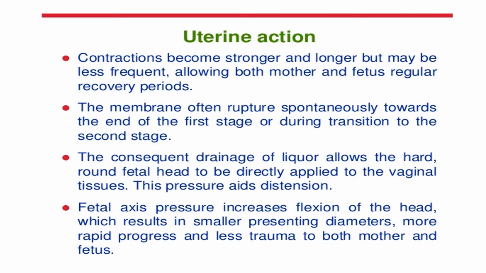When the pressure is applied, the fetal head will get flexed and the smallest diameter will be presenting, and it helps for the rapid progress of the labor. At the same time, this smallest diameter helps in preventing trauma to the baby, because if the largest diameter is passing through the birth canal, when it is passing through the pelvis, there is a chance for compression of the fetal head. And if the largest diameter is passing through the birth canal when it is coming out, there is a chance for tear, that is, perineal tear or cervical tear. So all those things can be reduced when the smallest presenting diameter is present.